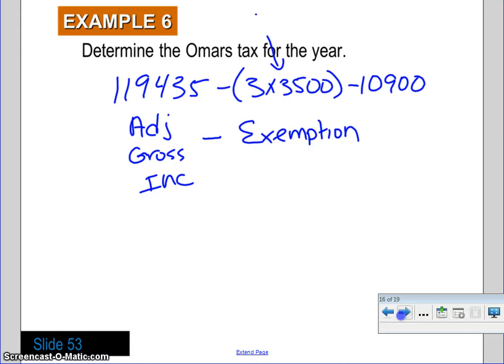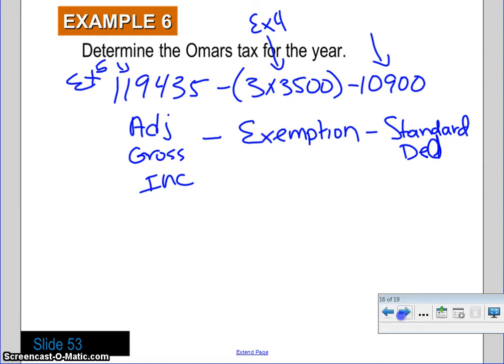We got this from example 4. We got this from example 5. And then the standard deduction we're learning now is $10,900 for a married couple. So when we subtract all those in, we end up with a total tax for the year of $17,194.